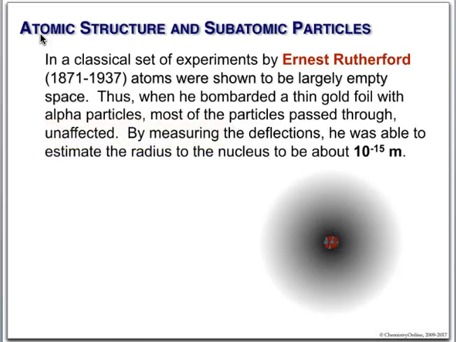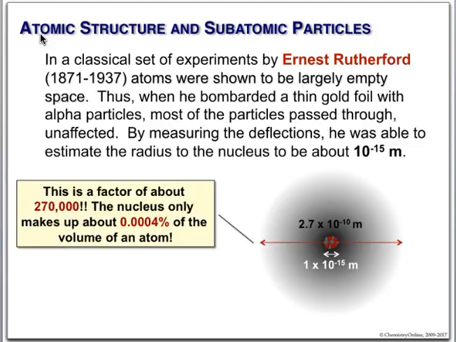Turns out the nucleus was about 10 to the minus 15 meters. That's a really small number. If you compare that with the overall size of the gold atom, the gold atom is roughly 10 to the minus 10 meters. That means that the overall radius here, relative to the nucleus, differ by a factor of almost 300,000.